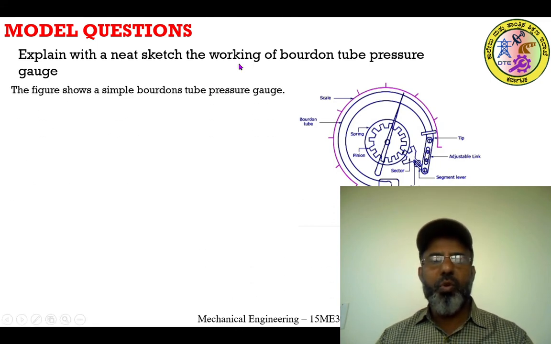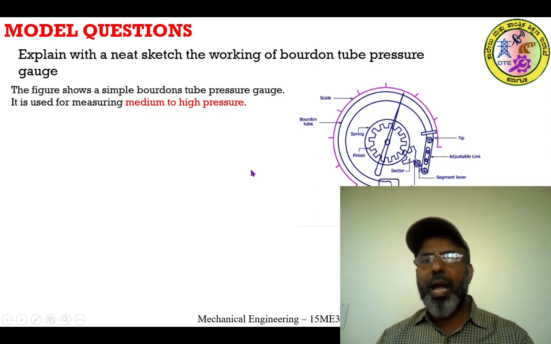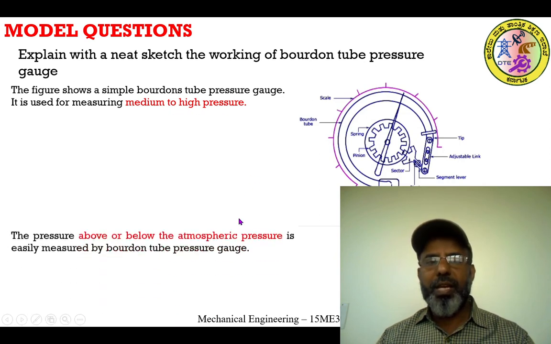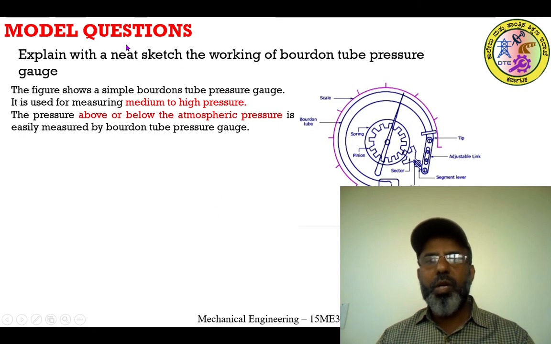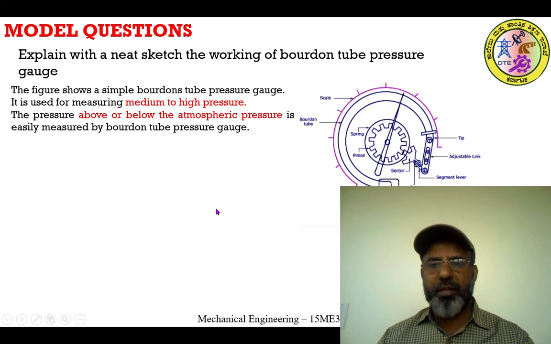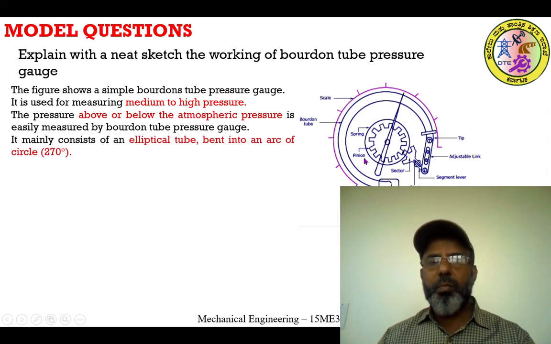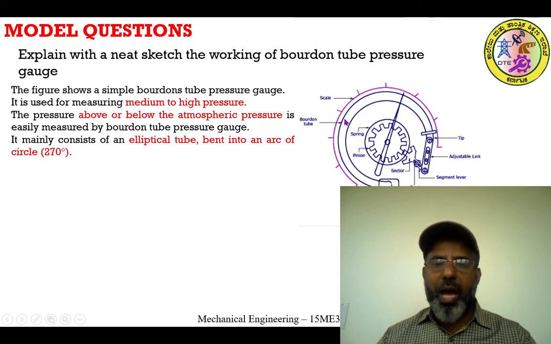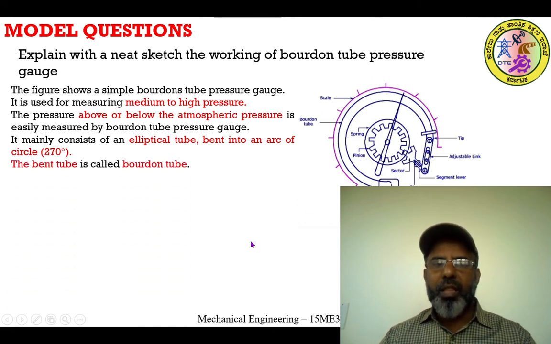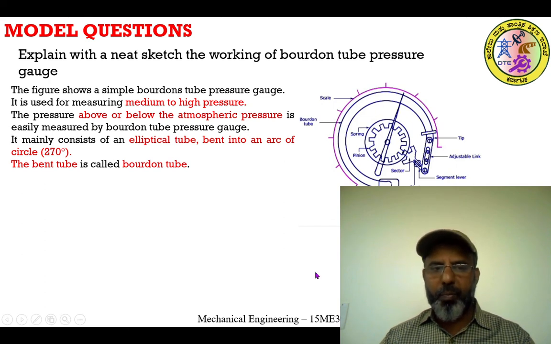The first thing you should know is that it is used to measure medium to high pressure. The second thing you should remember is that this Bourdon tube pressure gauge can measure above or below the atmospheric pressure. The next thing you should remember is that the Bourdon tube is an elliptical tube bent into an arc of a circle. This bent tube is called the Bourdon tube.